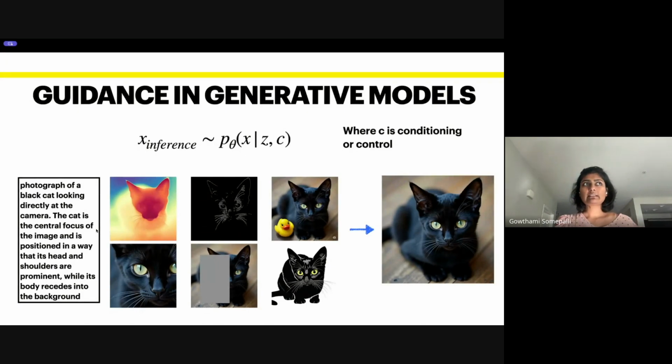It's represented by this variable C. And here I'm giving some examples of what possible conditions could be. It could just be a really long prompt, where we are giving out details of what the object should look like, or the camera focus and what the background should be, and so on. Or we can just give the depth map of the image. Okay, we have this depth map, and I want to create an image which has a depth map similar to it. Or we can just give the edges, or we can give a part of the image masked out and we want to fill it.